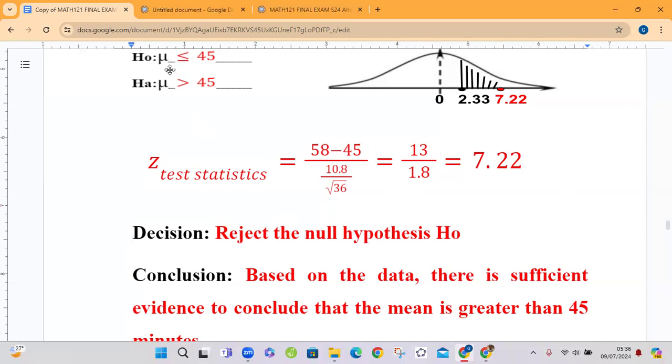We have rejected this hypothesis, which is saying that the mean is less than or equal to 45. So since we have rejected this statement, we are left with the alternative hypothesis, which will be the conclusion. And this makes sense because the claim is that the population mean is more than 45. And our sample gave us 58, which appears to be significantly more than 45 minutes. So therefore, based on the data, there is sufficient evidence to conclude that the mean is greater than 45 minutes. And that will be our conclusion.